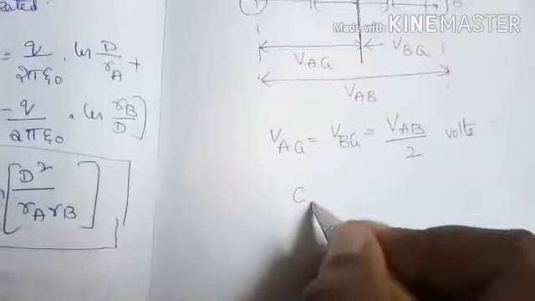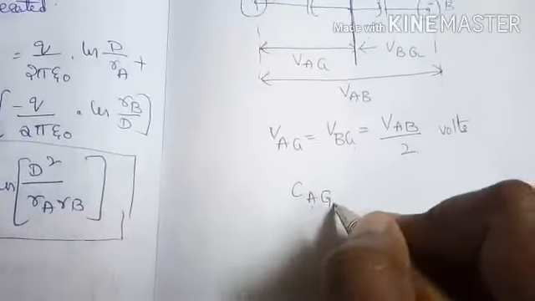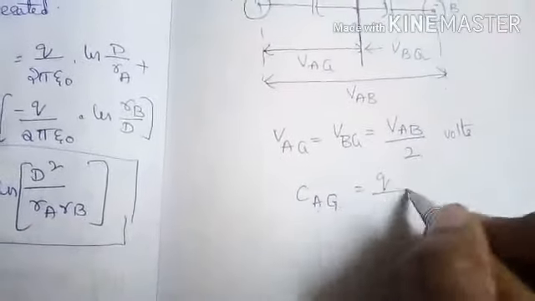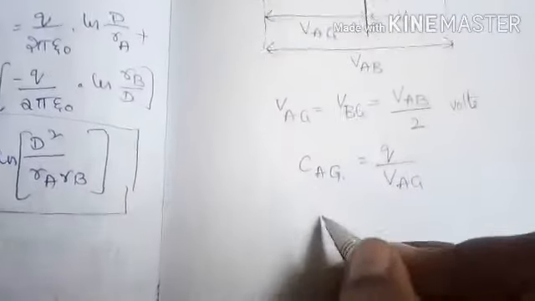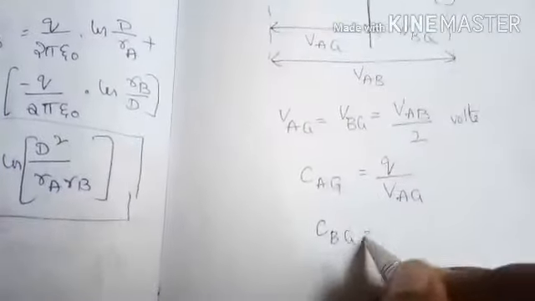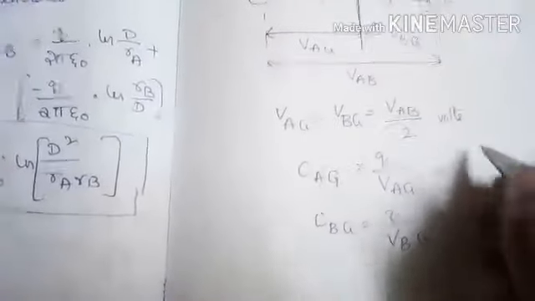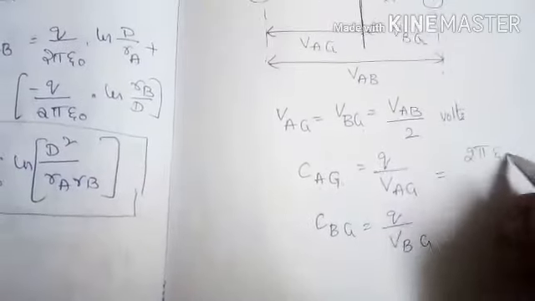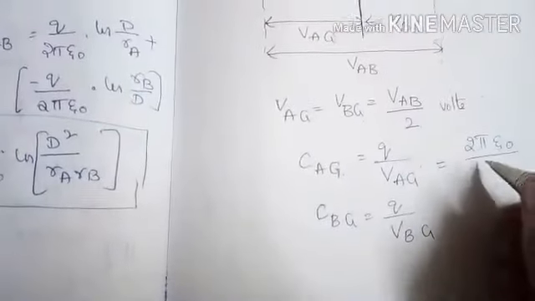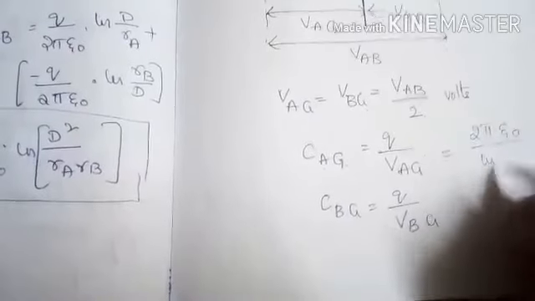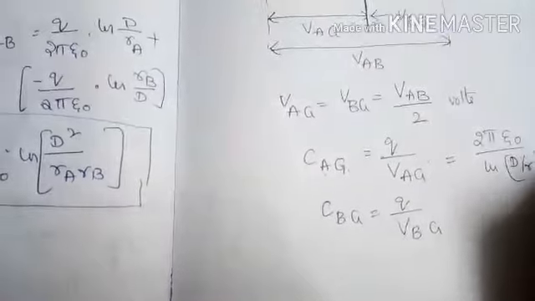Now coming to the capacitance CAG, conductor A to ground, we can write it as Q by VAG. Similarly, B conductor to ground, we can write it as Q by VBG. Simplifying this equation, substitute the VAG value, then we will get 2 pi epsilon naught by ln of d by r, and the units are farads per meter.